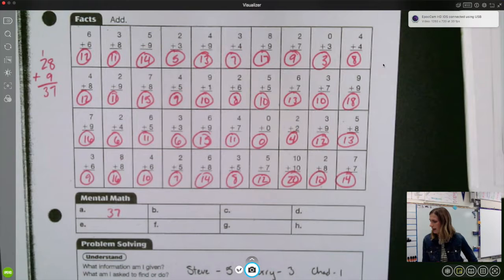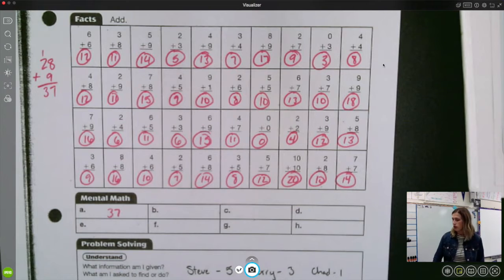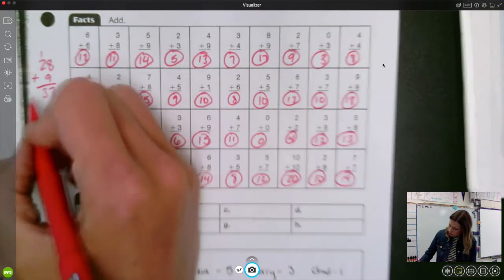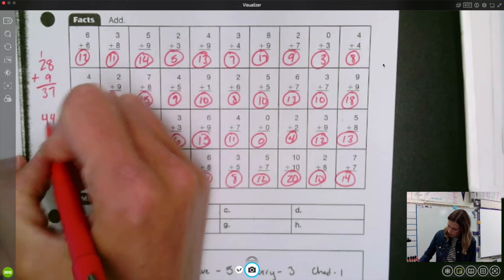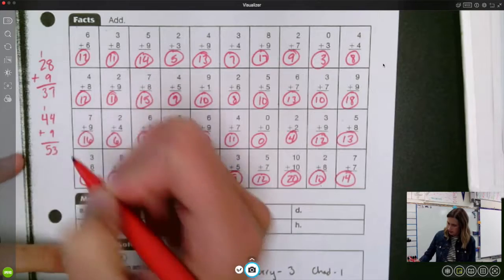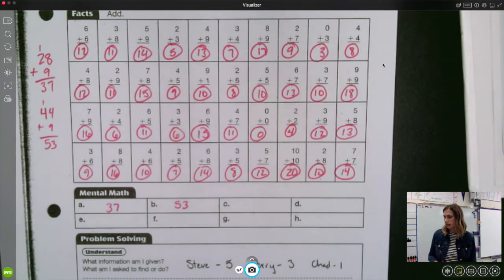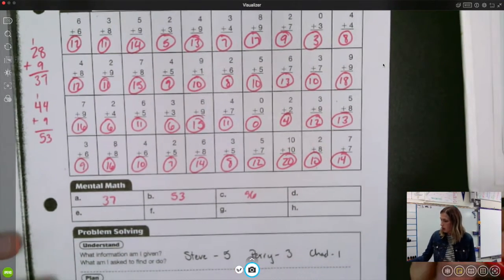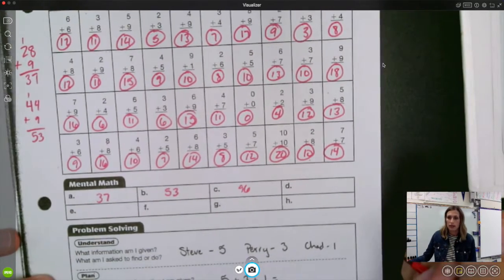44 plus 9. I'm thinking 44 plus 10 is 54. Minus 1 is 53. Same thing, you could write it out and get the same answer. Next, 87 plus 9. 87 plus 10 is 97. Minus 1 is 96.